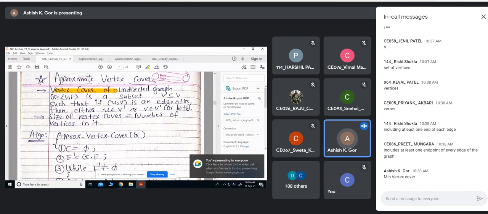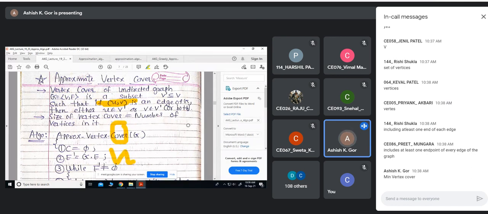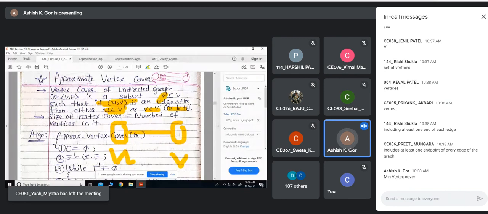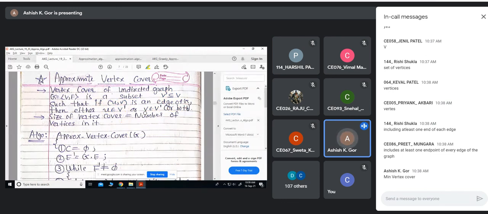A vertex cover of an undirected graph is a subset of vertices such that if u comma v is an edge, that means there is one endpoint u, one endpoint v, then either u is in V dash or v is in V dash, or both can be there in V dash. What is V dash? V dash is a vertex cover, a subset of vertices. And what we are interested in is a minimum vertex cover. Remember, this is a very well-known hard problem. The proof you will learn.